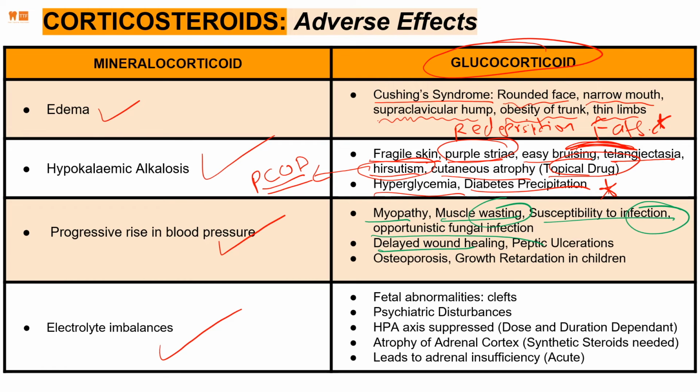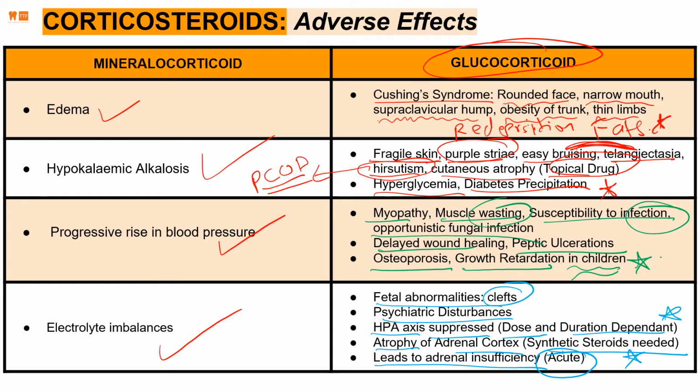Delayed wound healing, peptic ulcerations, osteoporosis, growth retardation in children, so no corticosteroids for children, fetal abnormalities such as clefts, psychiatric disturbances, HPA axis suppression, dose and duration dependent. We learned about a lot of that this lecture, guys. Atrophy of adrenal cortex with synthetic steroids that are needed to treat this condition. Now, it can actually be caused by synthetic steroids as well. So we have to balance it. It leads to adrenal insufficiency, but the acute kind.